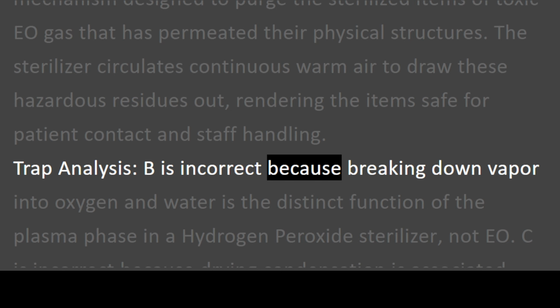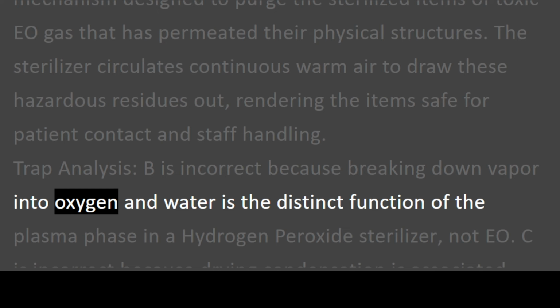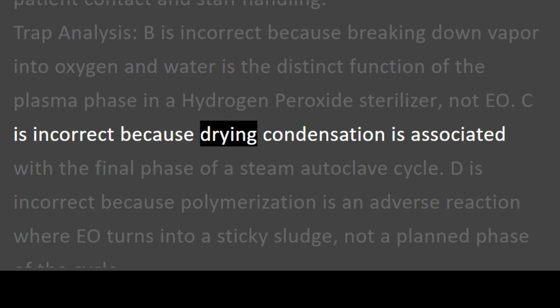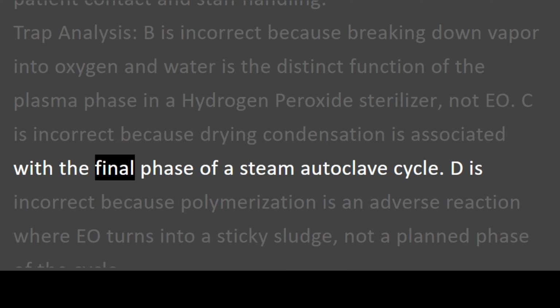B is incorrect because breaking down vapor into oxygen and water is the distinct function of the plasma phase in a hydrogen peroxide sterilizer, not EO. C is incorrect because drying condensation is associated with the final phase of a steam autoclave cycle.